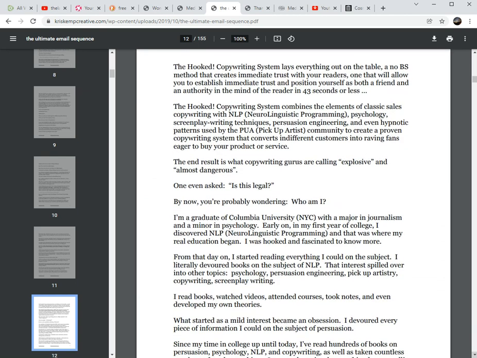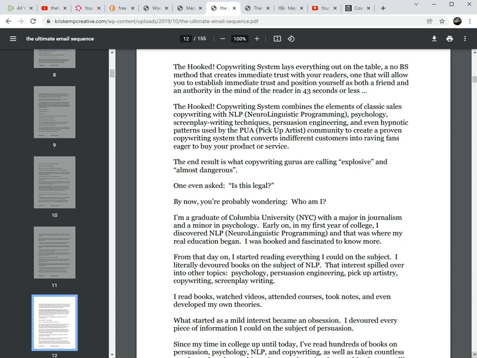The Hooked Copywriting System lays everything out on the table, a no BS method that creates immediate trust with your readers, one that will allow you to establish immediate trust and position yourself as both a friend and an authority in the mind of the reader in 43 seconds or less.